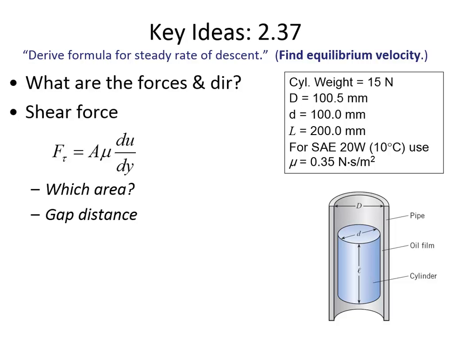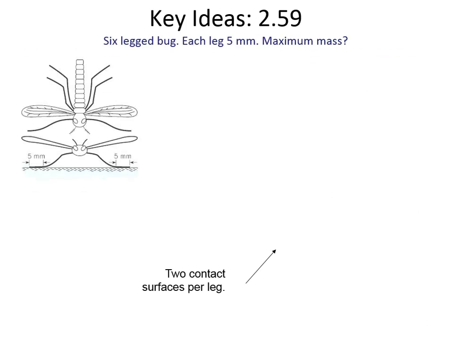And so you have to also consider the gap distance. And you know that there's two diameters listed there. There's the diameter of the cylinder and the diameter of the pipe that it's falling through. And so you have to calculate how close together are the pipe and the cylinder. What's the gap distance, in other words, between them? Because that's going to function into the dy.